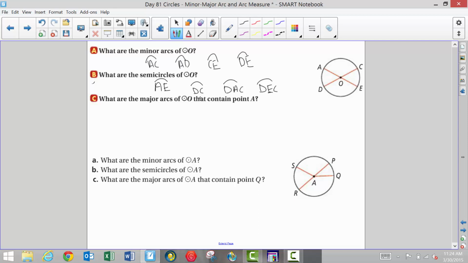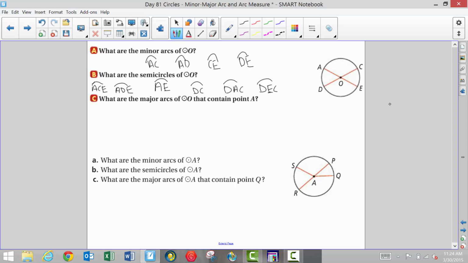We can do semicircles again. We have semicircle ACE, and we also have semicircle ADE. So there are different ways to name semicircles. You can use 2 letters for the generic semicircle; it doesn't matter what direction you go in. If you want to be more specific, use 3 letters so you indicate which half of the circle you're talking about.